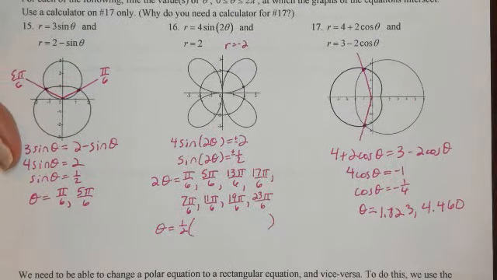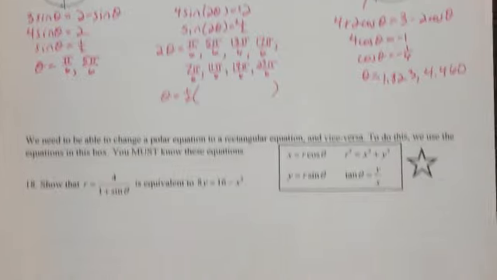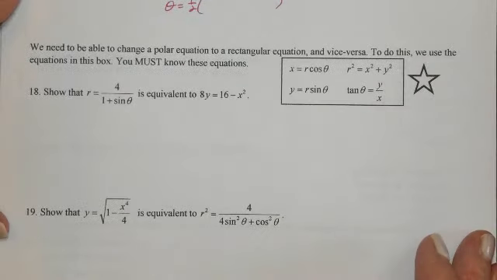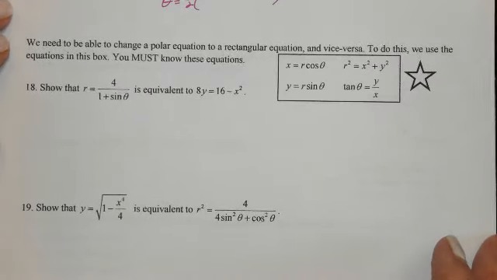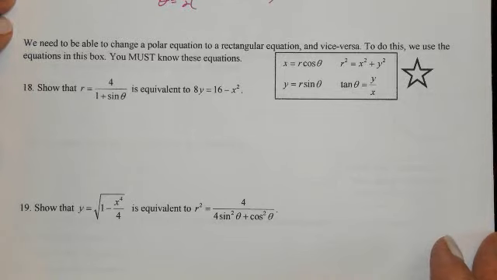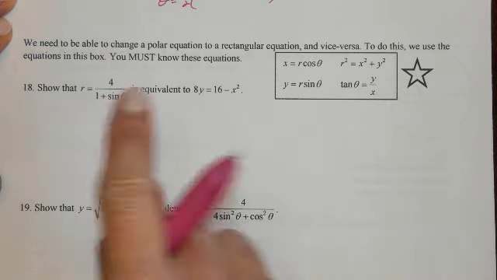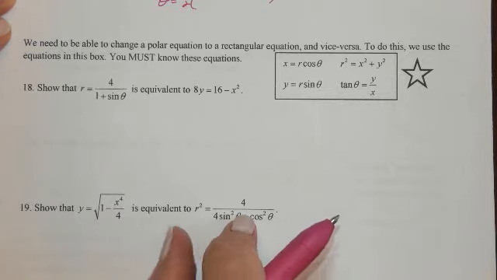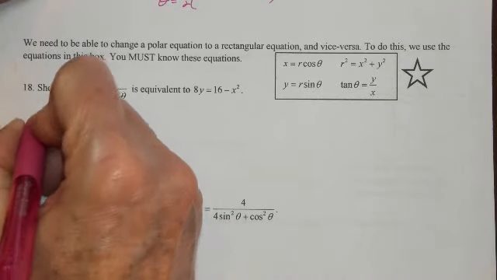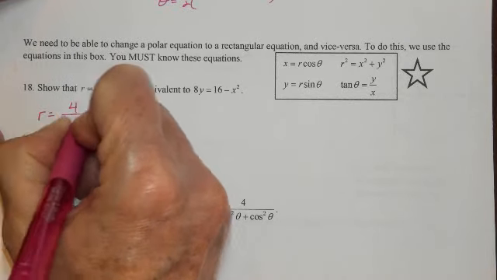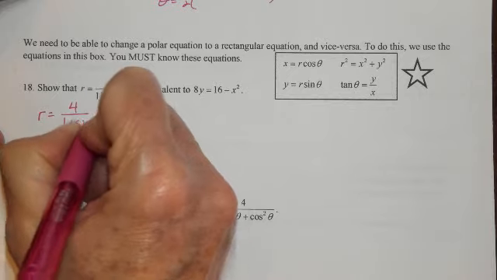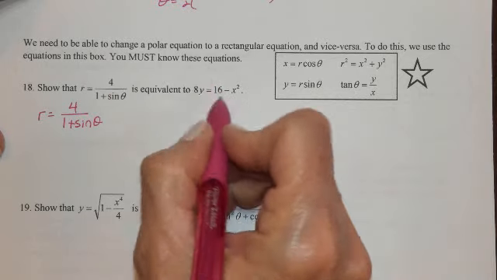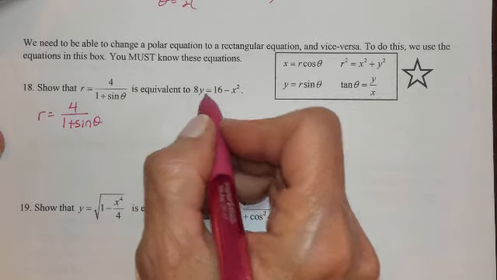All right. So this is just reviewing things that you can do with these. Now another thing that we have to be able to do is change things from polar to rectangular and from rectangular to polar. So let's get a little practice here. If we have this equation and we want to change it to rectangular, they're giving us what the answer is, we just need to get there, okay?